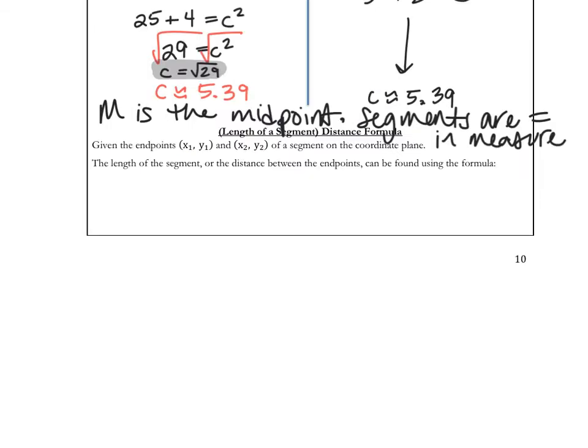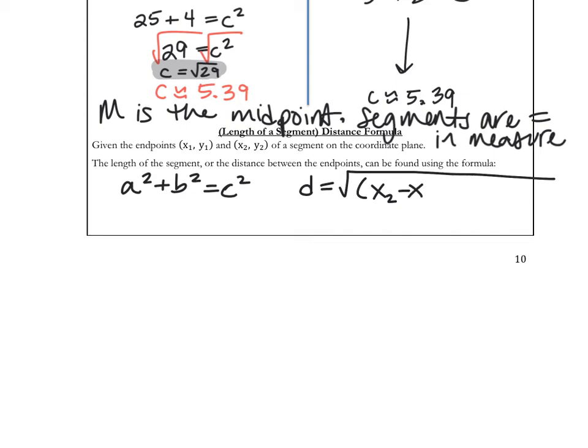Let's actually get down the distance formula now. So given these endpoints x1, y1, and x2, y2 of a segment on the coordinate plane, the length of the segment or the distance between the endpoints can be found using the formula. Okay, before I tell you, we just did Pythagorean theorem. And distance formula is basically the same thing. So I'm going to write down the distance formula right now. It's going to look scary, but I'll make it make sense in a second.